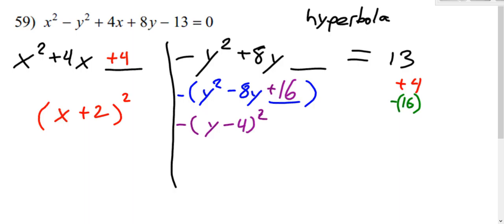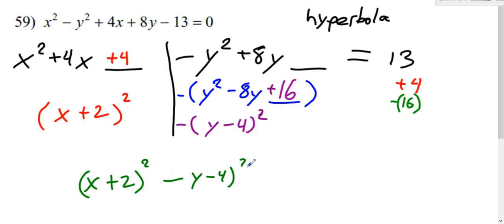So now we are just about in standard form. We have x plus 2 squared minus y minus 4 squared equals, we can add all these up, that's 17 minus 16, that's 1. Now, since it is a hyperbola, it's supposed to be the x squared minus the y squared equals 1. So this is standard form.